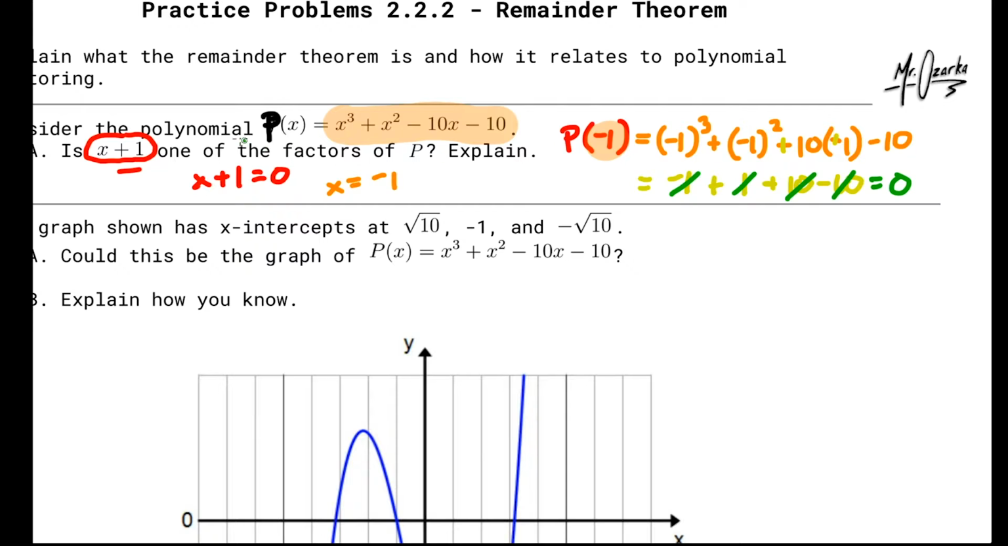And you end up with 0. So the answer for this one, is x plus 1 one of the factors of p? You would say yes. And the explanation would be kind of how I showed work here. And the main thing is the fact that p of negative 1 is equal to 0. Okay, so that can be my explanation for that.